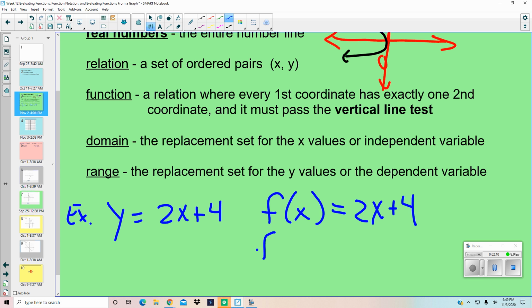For example, if I asked you what is f of 2, that would just mean you put 2 in for x and evaluate. So you get 4 plus 4, so you get 8. So part of the assignment, you're going to be evaluating functions.